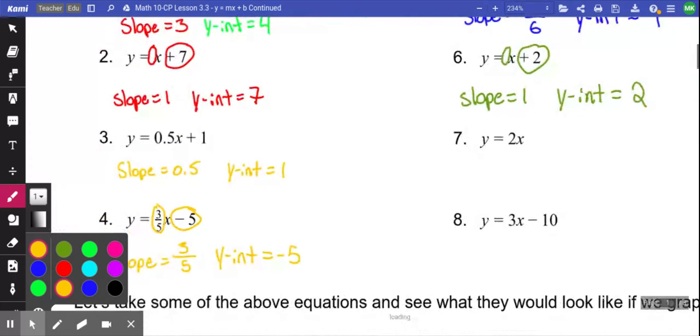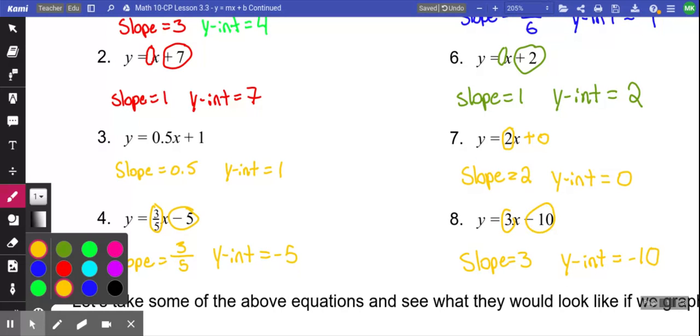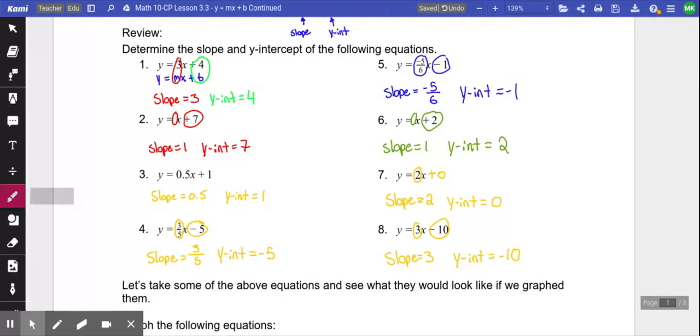Slide to the right. This one's a little trickier. The 2 is multiplied by the x, so that's your slope. But there is no number for my y-intercept. And since there's no number there, we imagine that it's a plus 0. So that means your y-intercept is 0. The last one, my slope would be 3. And my y-intercept would equal negative 10. Wonderful. That's a quick review of what we did yesterday.